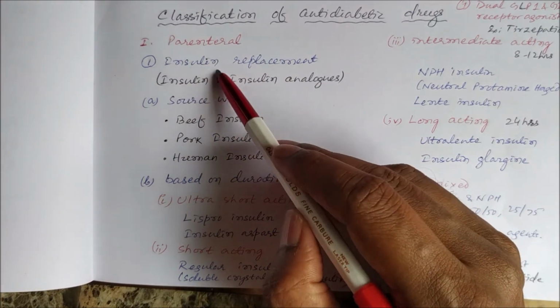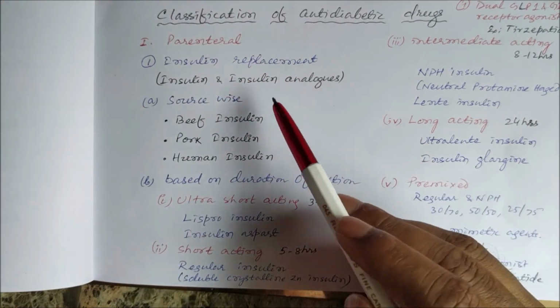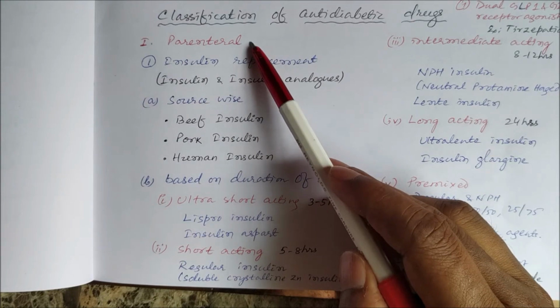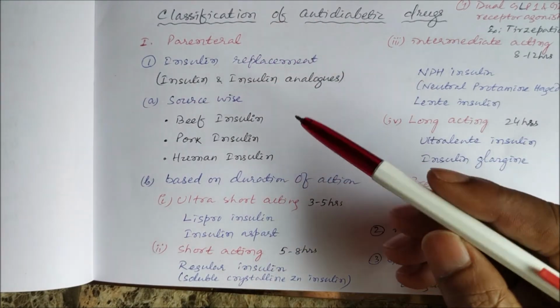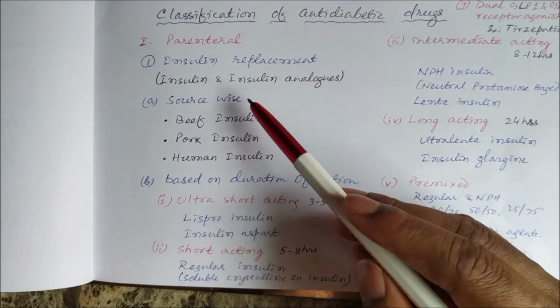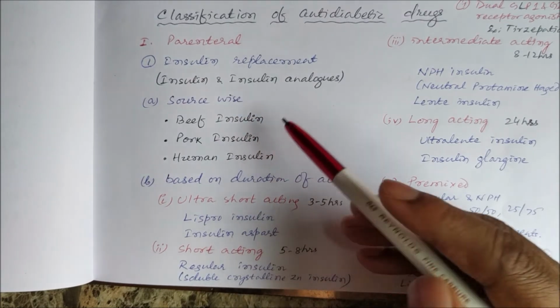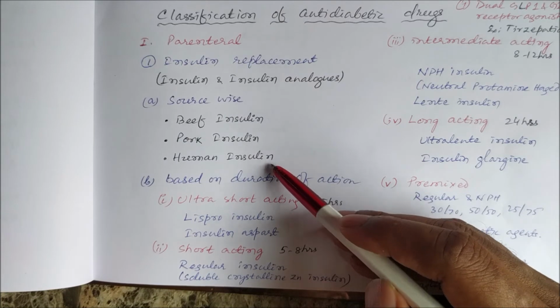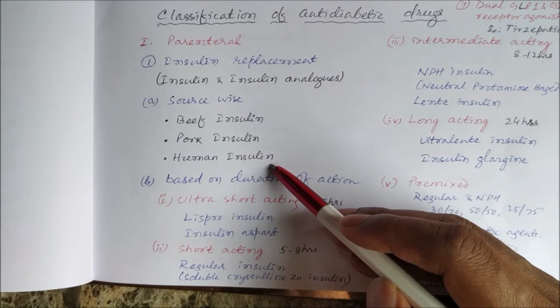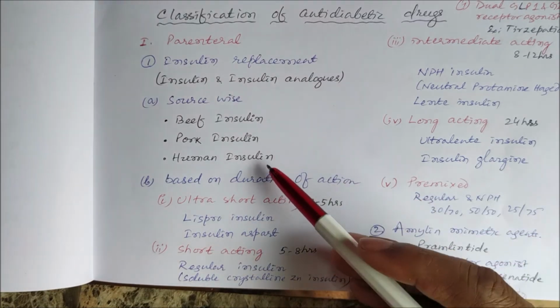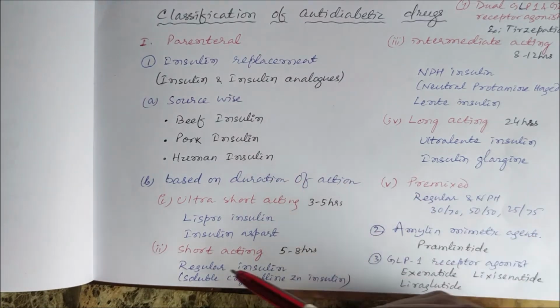So insulin is used parenterally, and the route of administration is subcutaneous. Source-wise we can classify them as beef insulin, pork insulin, or human insulin. Human insulin is the DNA recombinant form of insulin. So they are prepared by DNA recombinant technology.